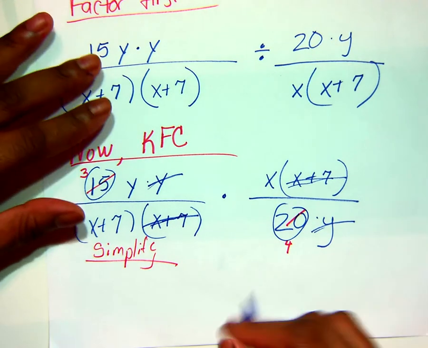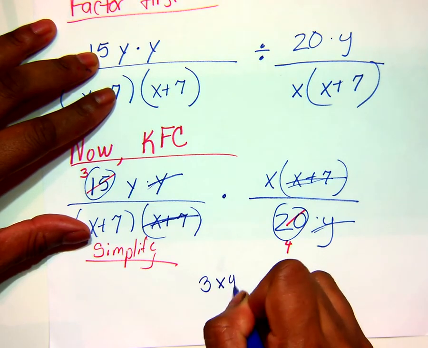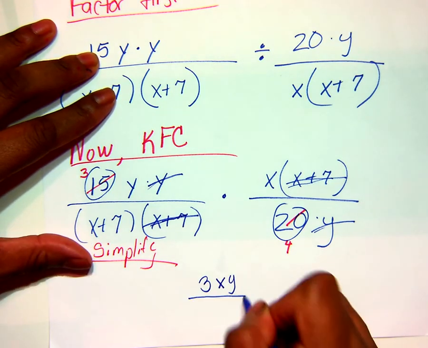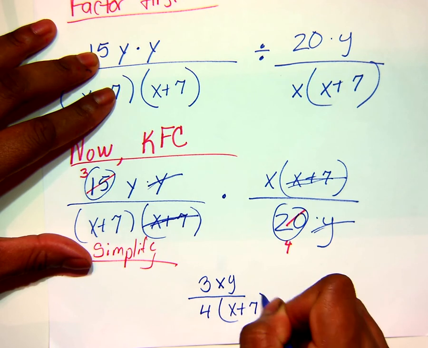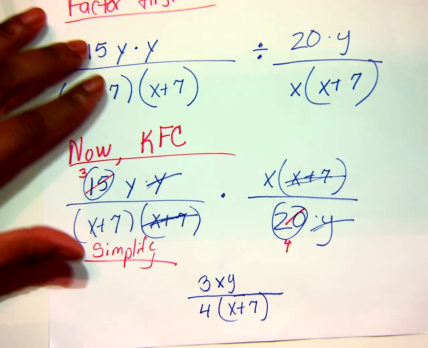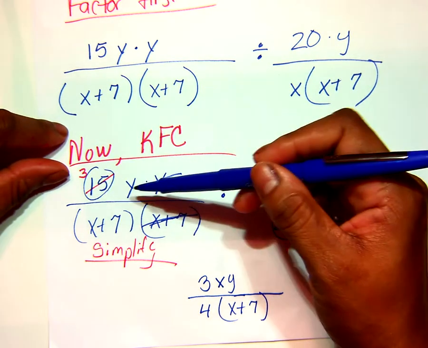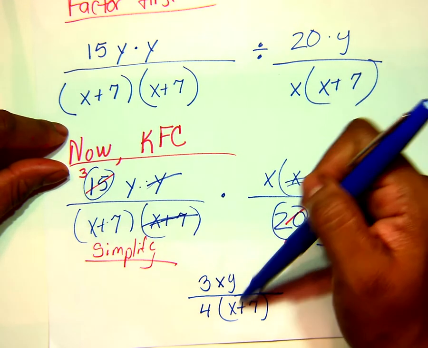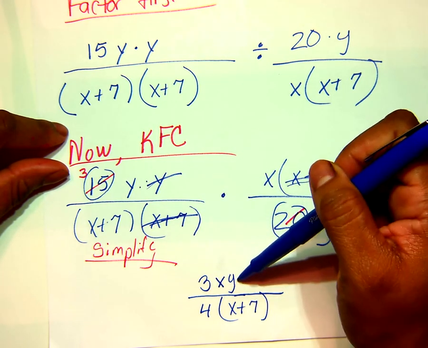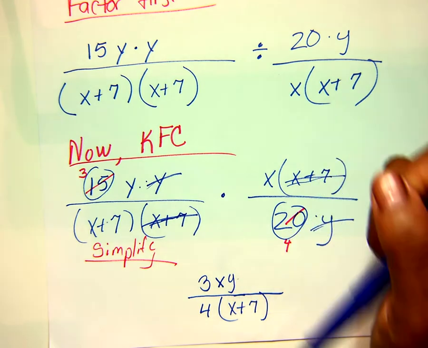So your final answer is going to be 3xy over 4 times x plus 7, because you're rewriting everything else that's remaining. So you have the 3, the x and the y left, and then you have x plus 7, then the 4. It doesn't matter what order you put it in, but it tends to be neater when the numbers come first and then your variables go in the same order as your ABCs.